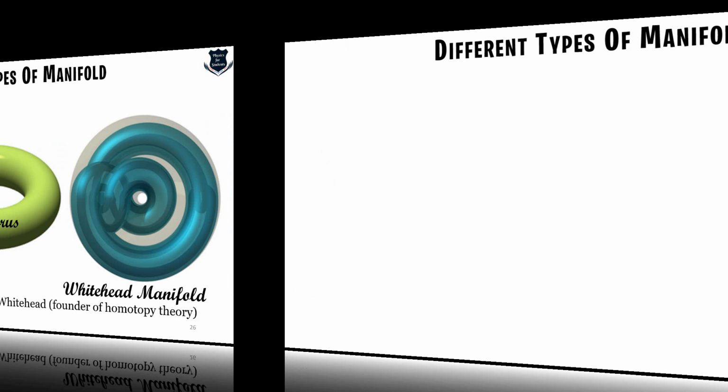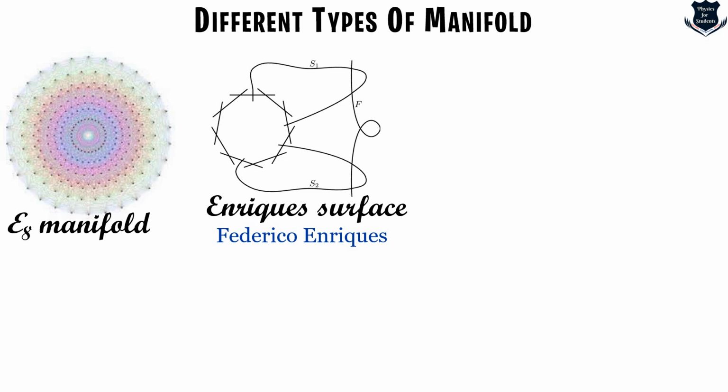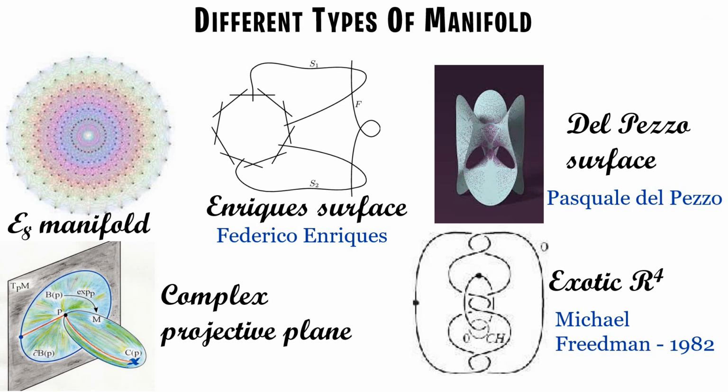Then we come to the E8 manifold. Then we come to the Enriques surface and we find the Del Pezzo surface. Then we find the complex projective plane and exotic R4, which was discovered by Michael Freedman, an American differential geometer, in around 1982. These are the different types of manifold.